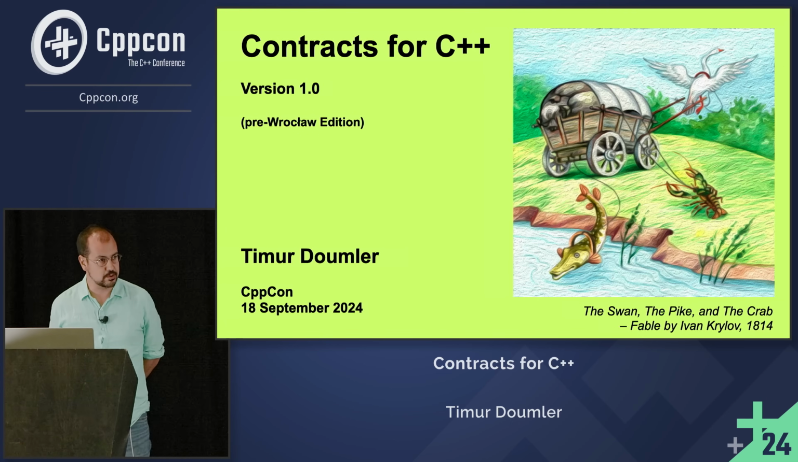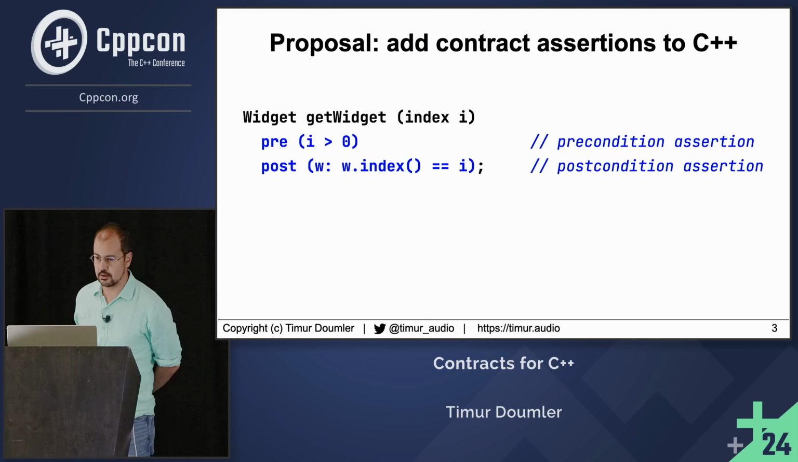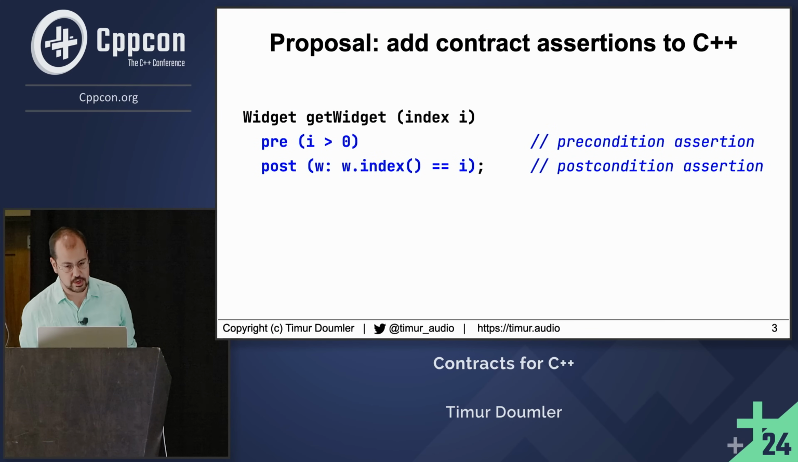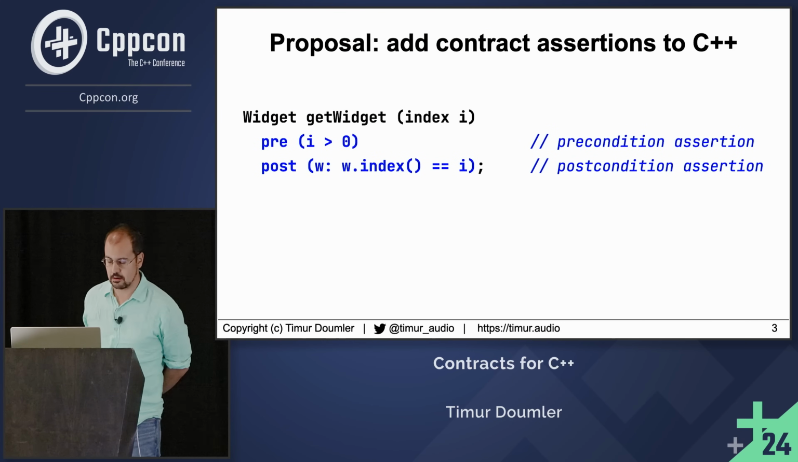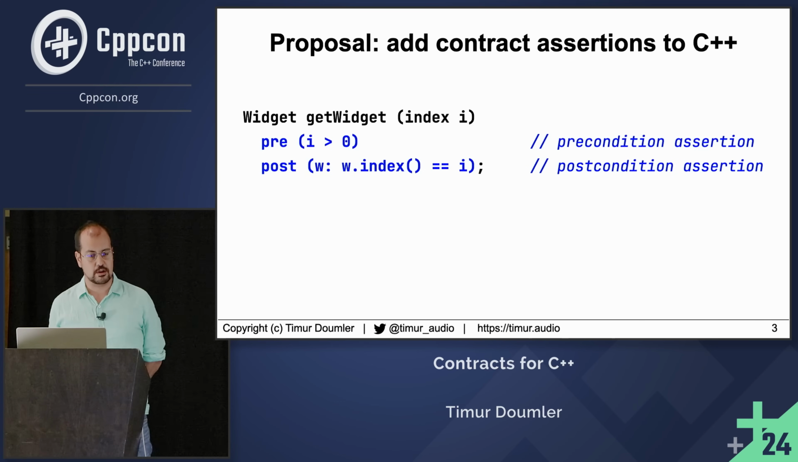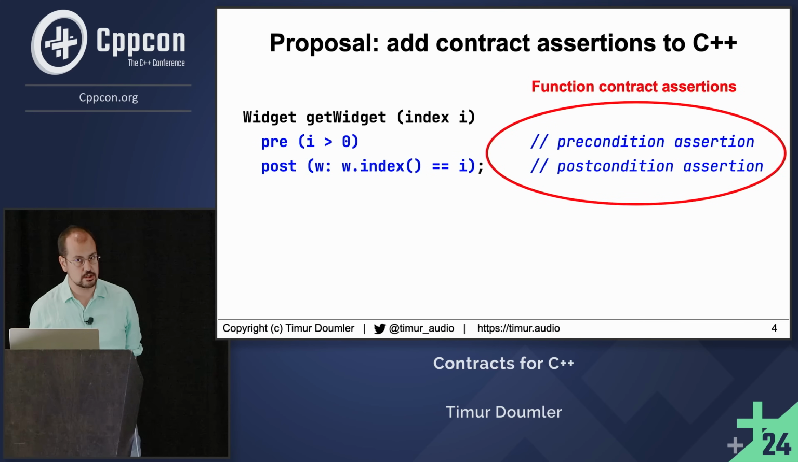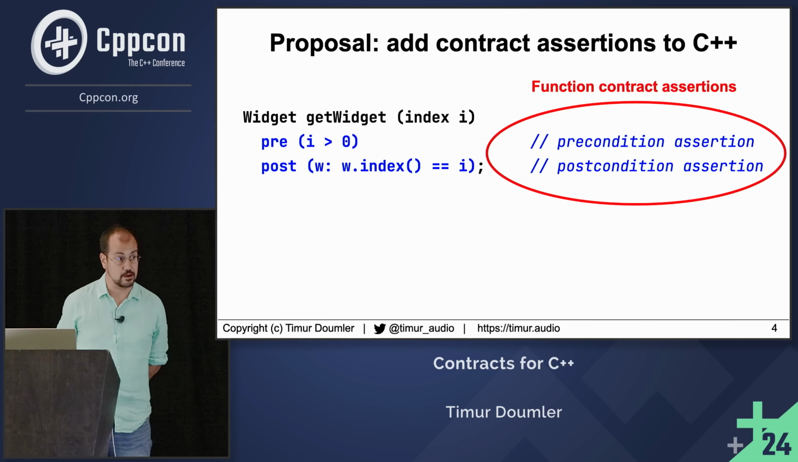What is this about? It's about a proposal to add a new feature to C++ called contract assertions, which allow you to put precondition and postcondition assertions on a function declaration to express the preconditions and postconditions of that function. So they look like that, pre and post. They're collectively called function contract assertions because they're contract assertions that go on a function.